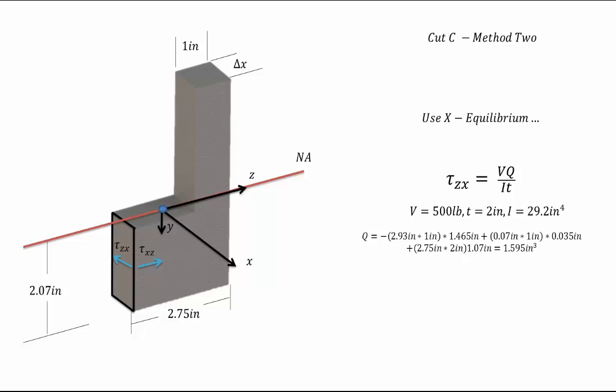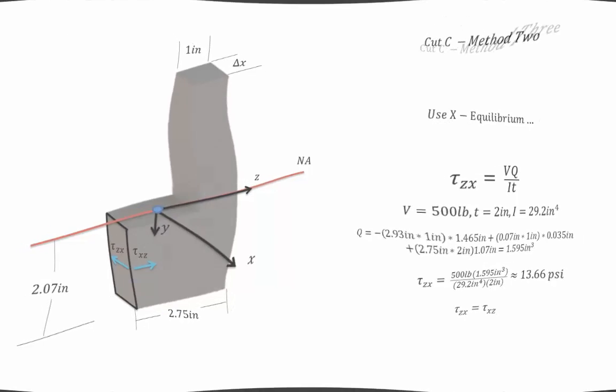As for the sections below, we have a section that is 0.07 inches by 1 inch. That center is 0.035 inches below the neutral axis. And we also have a section that's 2.75 inches by 2 inches. That center is 1.07 inches below the neutral axis. When we sum all these together, we get that Q is about equal to 1.595 inches to the third. When we plug this into our tau equation, we get that tau is about equal to 13.66 psi. And as before, tau zx is equal to tau xz.